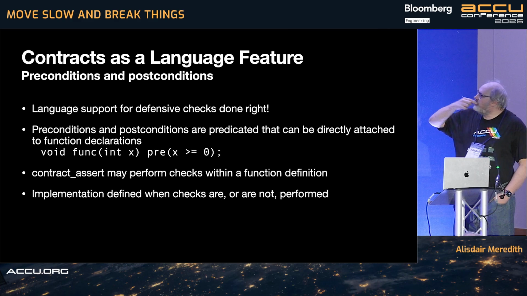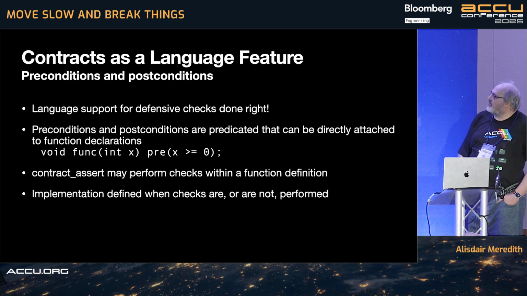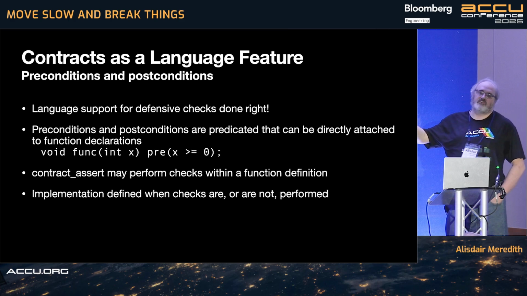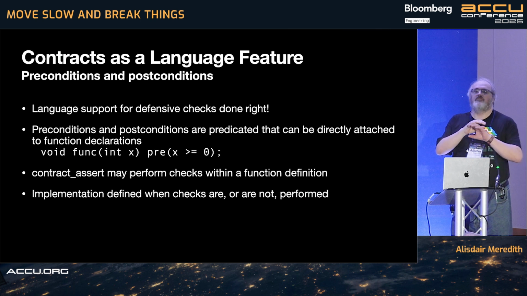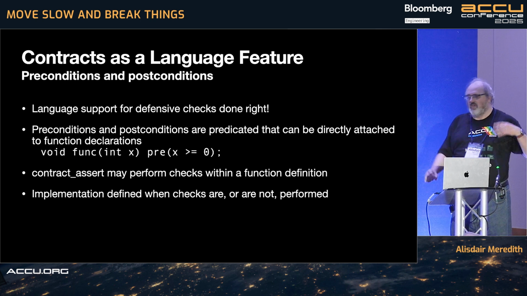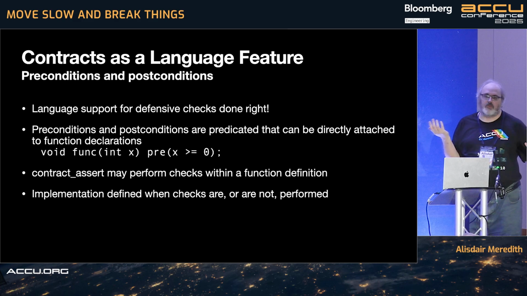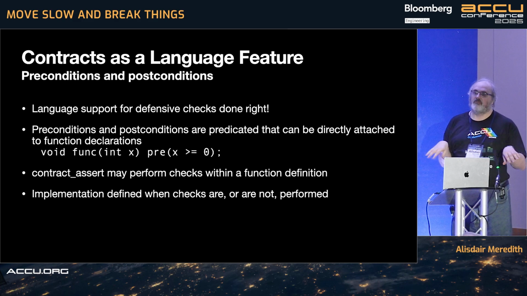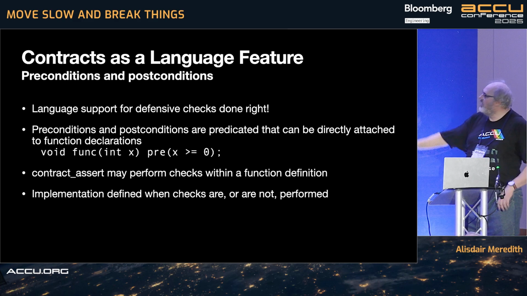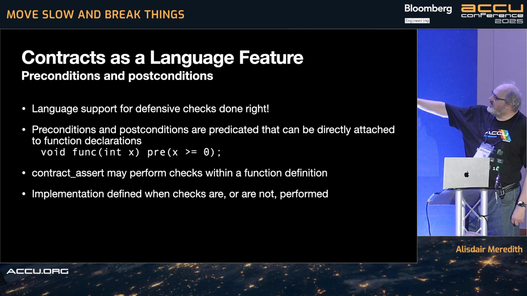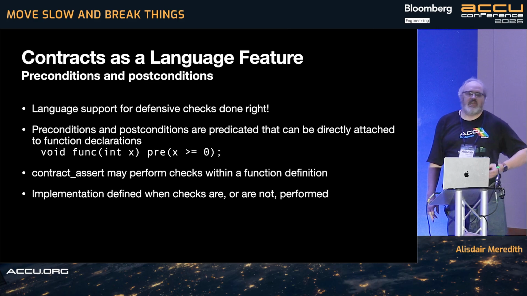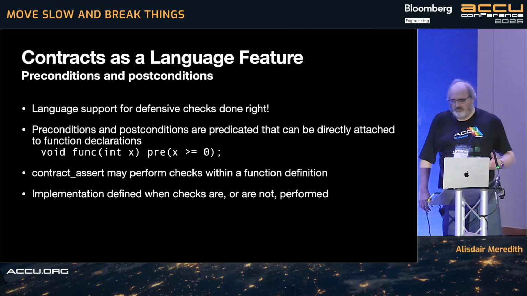So we've got the ability to use pre and post to put a precondition and postcondition on a function declaration. contract_assert is the equivalent of the assert macro with the new facility. So unlike the assert macro, it's always parsed. So if I'm working in a mode where I don't expect those features to be testing my program, I'm still going to make sure my program is valid for when those things get turned on. And again, it's going to be implementation defined when these checks are actually going to be evaluated or not.